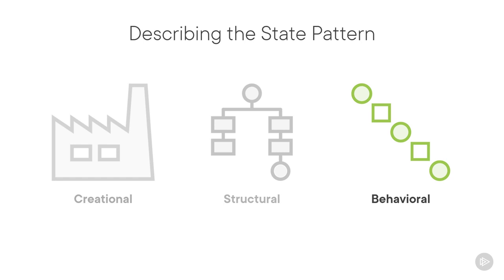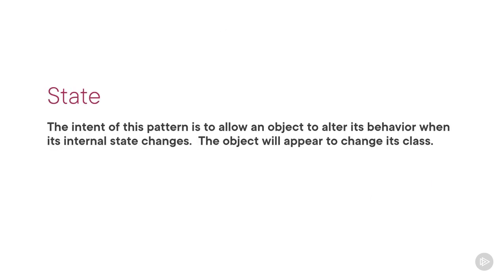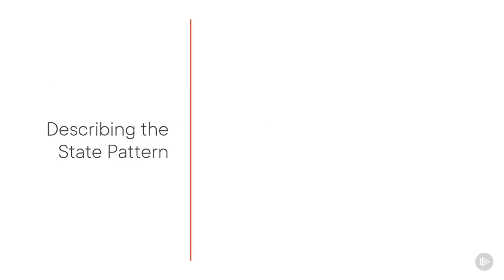The state pattern is a behavioral pattern from the Gang of 4 library of design patterns. Its intent is to allow an object to alter its behavior when its internal state changes. The object will appear to change its class. Let's clarify this with an example.